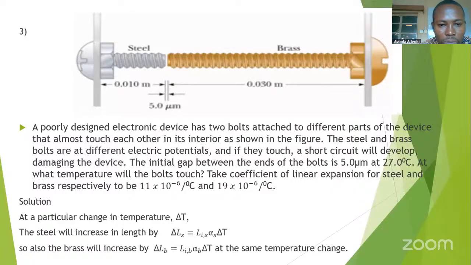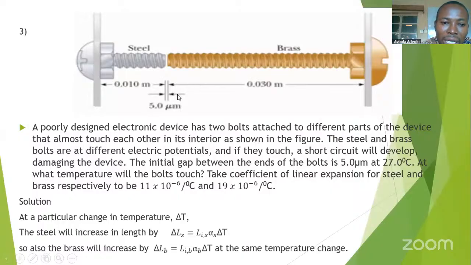And if they touch, because they are at a different potential, it can damage the device, because a short circuit will develop. So they now say we should find the temperature at which these two bolts will touch each other. What I will do is calculate the change in the length of this steel bolt at that particular change in temperature. I will calculate this one at the same change in temperature.